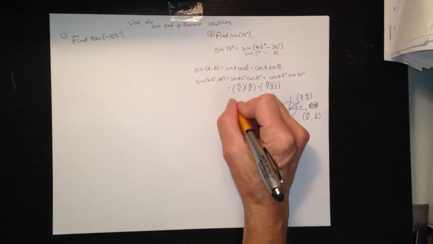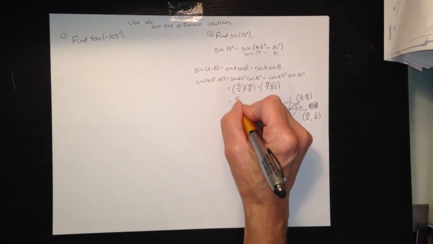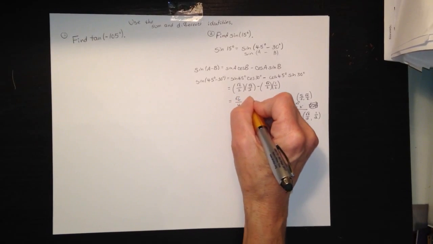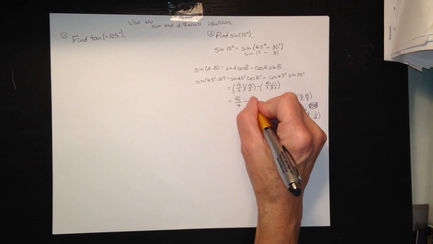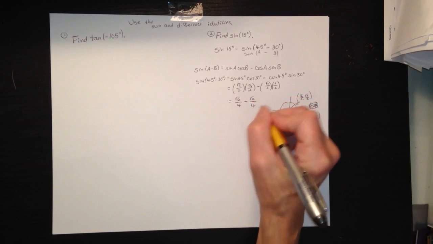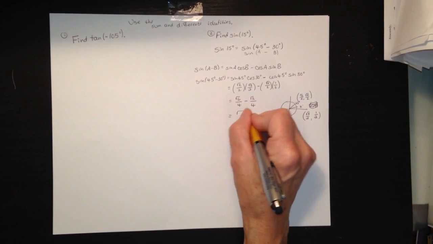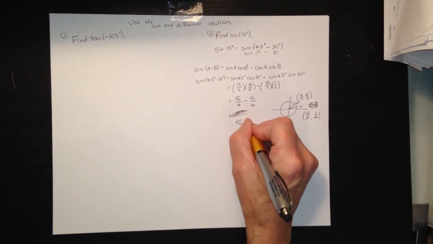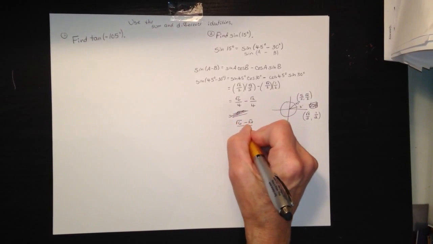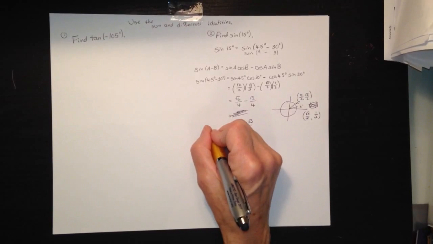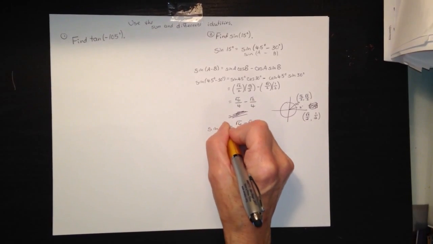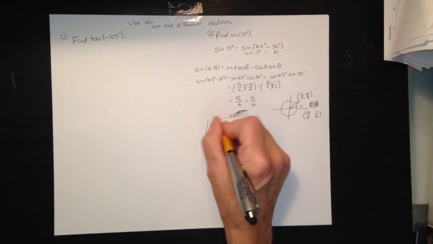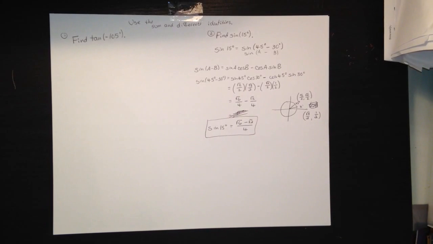The square root of 2 times the square root of 3 is the square root of 6. 2 times 2 is 4. Minus, square root of 2 times 1 is the square root of 2. 2 times 2 is 4. I can write this as one fraction: the square root of 6 minus the square root of 2, over 4. This is what the sine of 15 degrees equals.